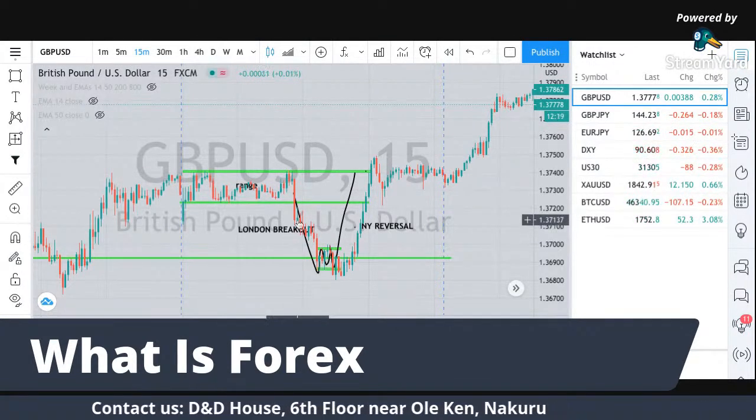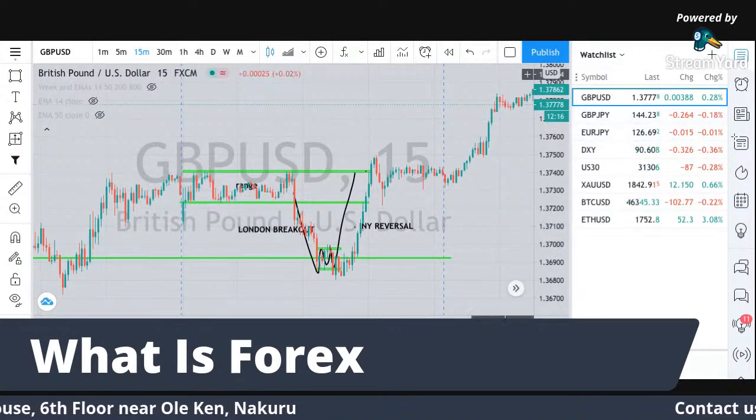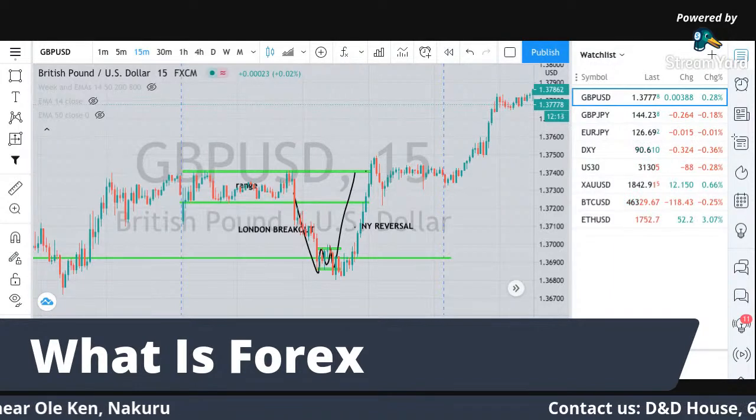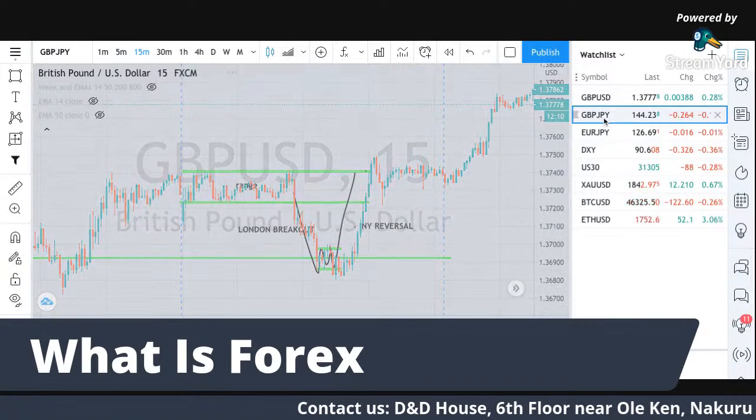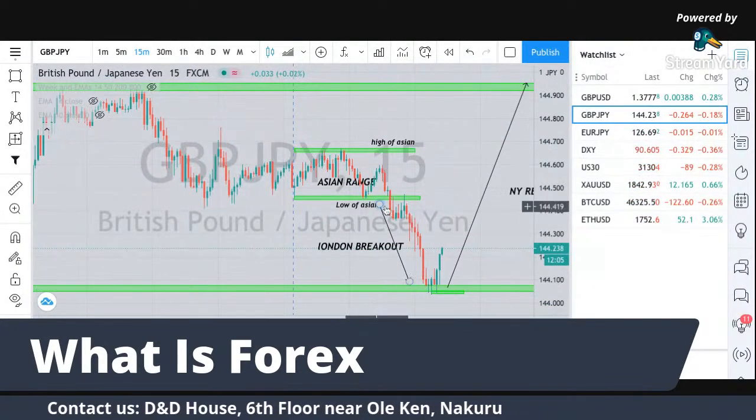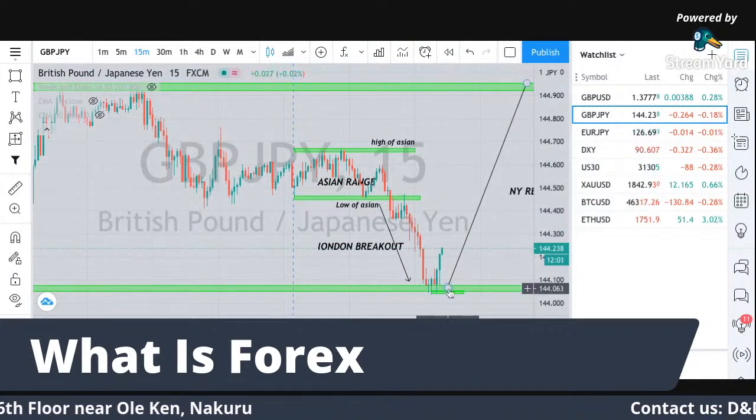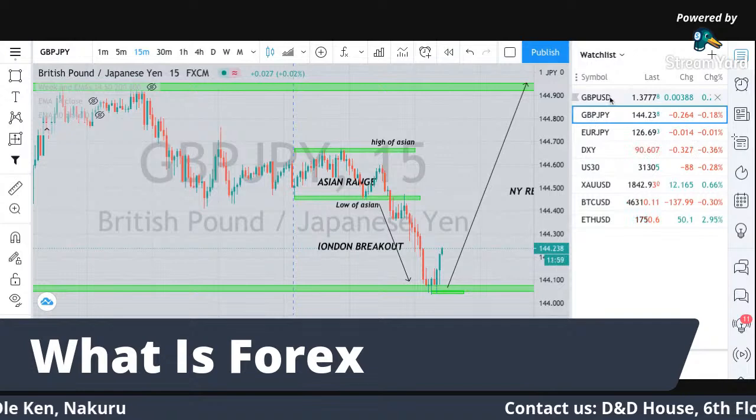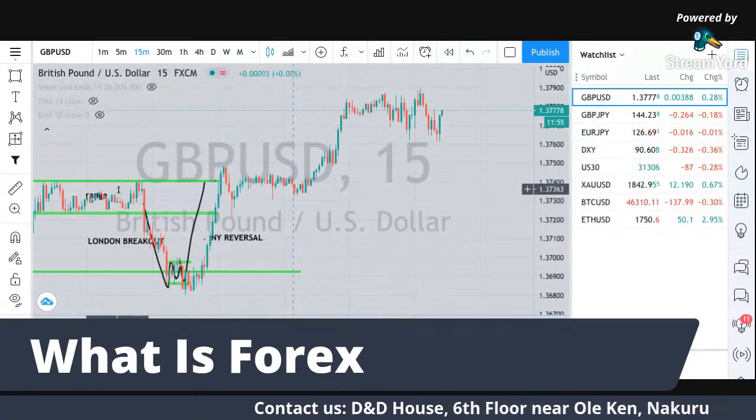Basically, yesterday I think Kevin caught the sell, which is exactly the same thing that happened today. If you would have traded this one, you could have caught this one. Now, for GU, this is the Asian range.